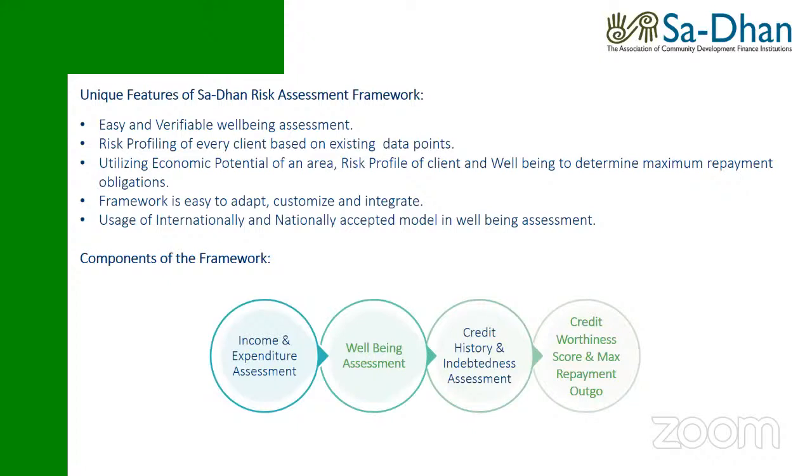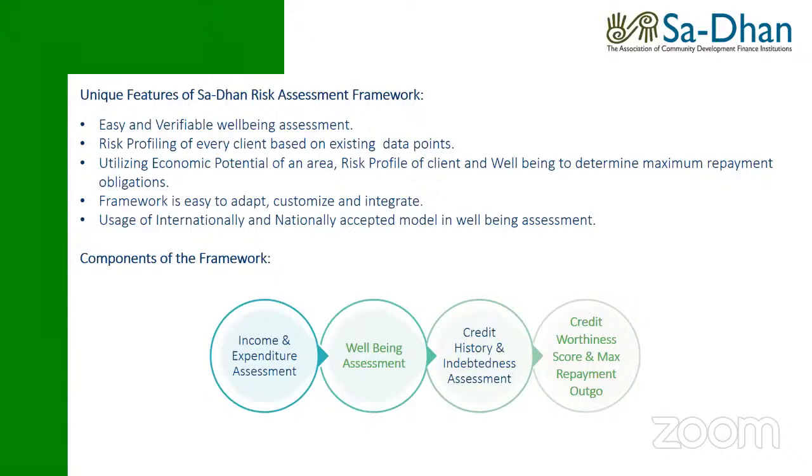As Anjan sir has already mentioned, this framework has three major components: income expenditure assessment, well-being assessment, and credit history and indebtedness assessment. Based on that, we will give a creditworthiness score and identify the maximum repayment output. This is an easy and verifiable well-being assessment. In the well-being assessment, there are different parameters which can be cross-verified. Based on credit history and well-being assessment, we will give the risk profiling of the client, where 40% is the well-being assessment and 60% is the credit history, which will give them a score.